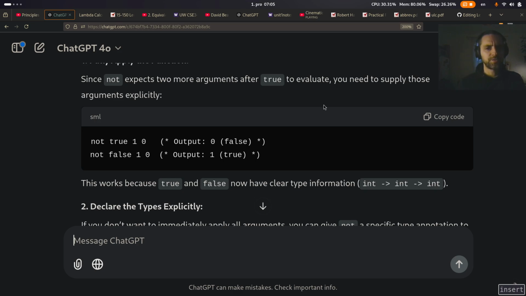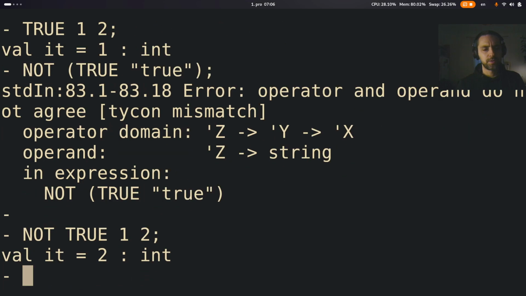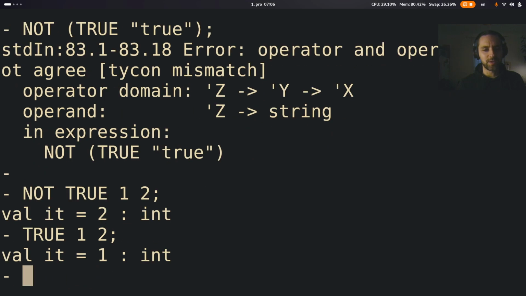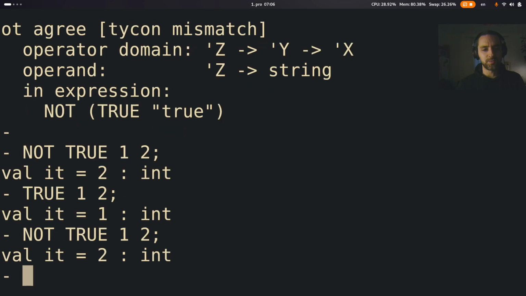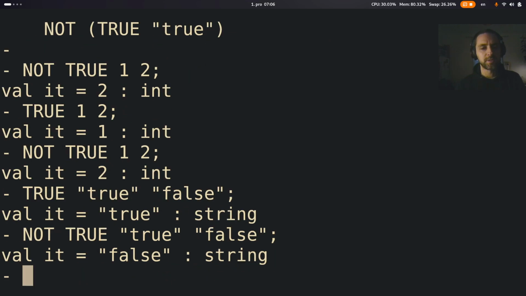So when we do not true 1, 2, we get 2. Oh, because otherwise we would get 1. Look at this, 1, 2 we get 1, but not true 1, 2 we get 2. So you could say true, true, false. We get true, but not true, true, false. We get false. All right.